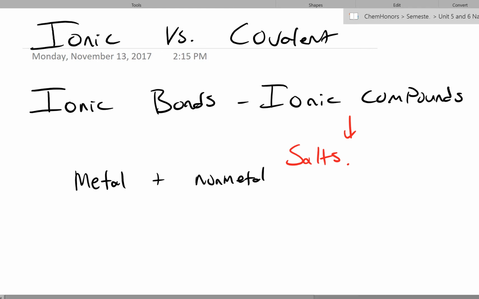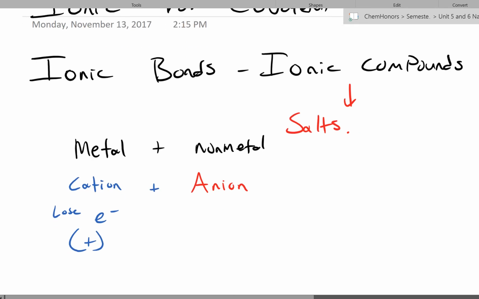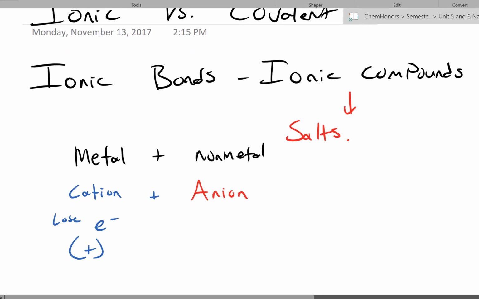But what it always has to be is a cation and an anion. If you remember, a cation is anything that is going to lose electrons, so it becomes positively charged because it has fewer negative charges than positive charges. An anion is going to gain electrons, so it has an overall negative charge because it has more negatives than positives.